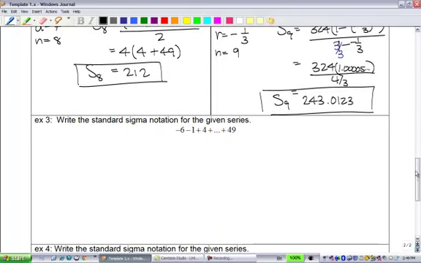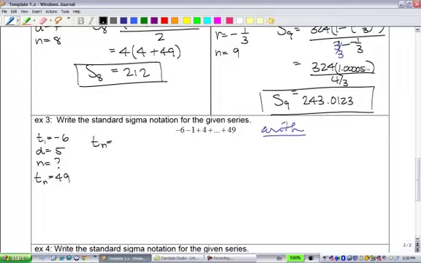Example 3, we have writing a series in sigma notation, so we need to identify if it's arithmetic or geometric. I wouldn't give you one which isn't one of those two. Negative 6 to negative 1 is us adding 5. Negative 1 to 4 is again adding 5. So this does look like it's arithmetic. The last term is 49, but let's write down on the side here what we know. We know term 1 is negative 6. We know the common difference is 5. I don't know how many terms there are, but we do know that t sub n is 49. So what we need to use is the t sub n formula.